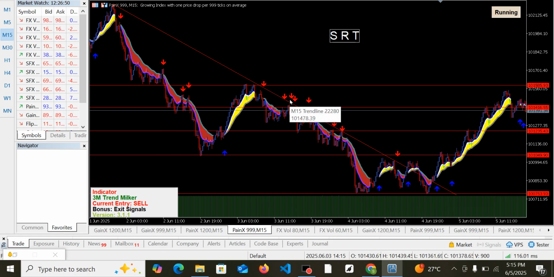Okay guys, the setup I'm having on the chart is called the 3M Trend Milker indicator. It is a custom-made indicator, but there is one thing I want you to understand. This particular indicator follows the SRT strategy, that is the support, resistance, and trend strategy. That is why if you follow the instruction fully, you are most likely to make a good amount of profit right from there.